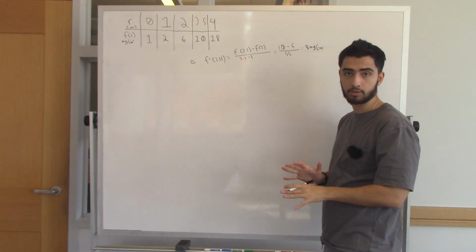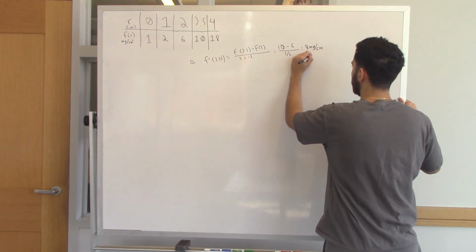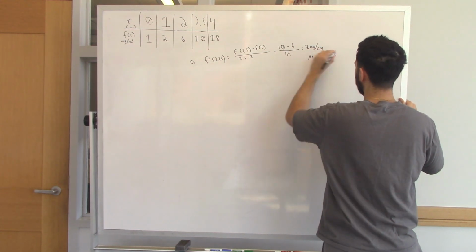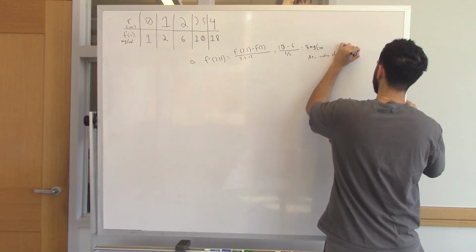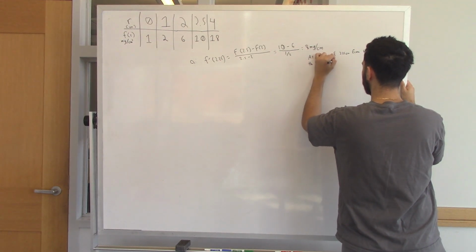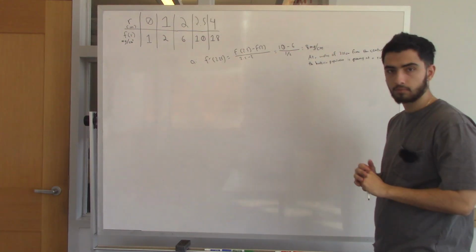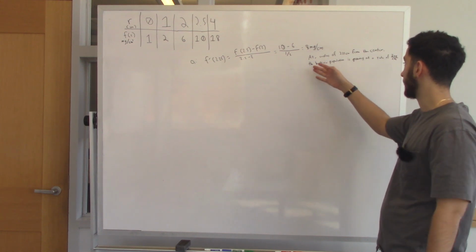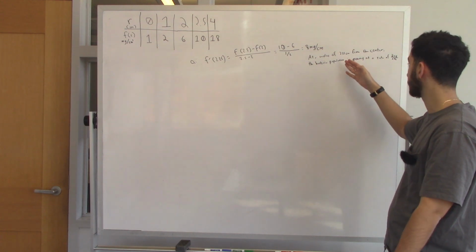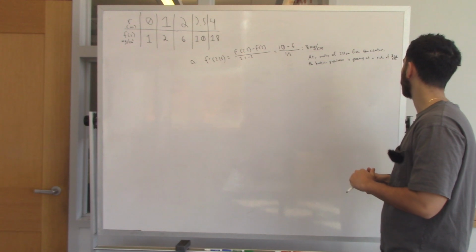Now that's the first part of this question. Now you just have to explain what this means. And what this means is that at a radius of 2.25 centimeters from the center, the bacteria population is growing at a rate of 8 milligrams per centimeter.